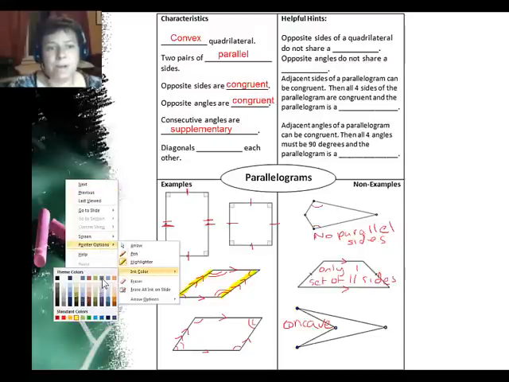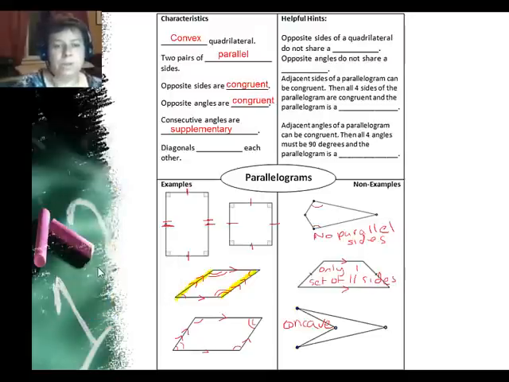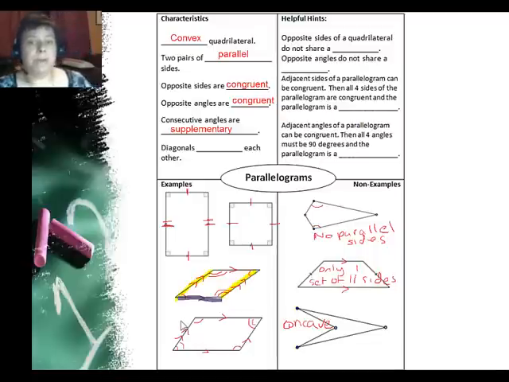Say my transversal's right here, that creates a pair of same side interior angles. Same side interior angles are always supplementary, and that's also true for the other side. So the consecutive angles are always supplementary. And the diagonals bisect each other.